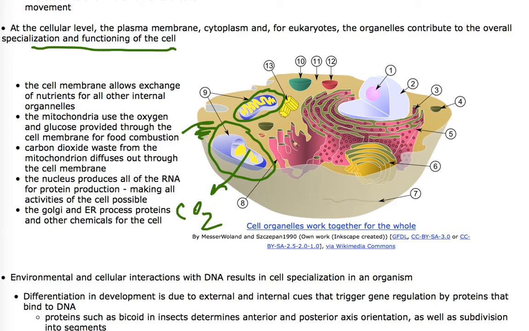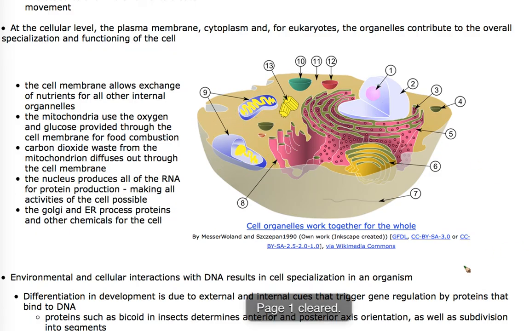And then the nucleus, this core right here, makes all the RNA that comes out here so that the ribosomes can make the protein to build all this infrastructure in here. And the Golgi and the ER are sending and processing the proteins for all of the cell activities to take place. So now it's time to move on to DNA and how DNA is involved in cell specialization.